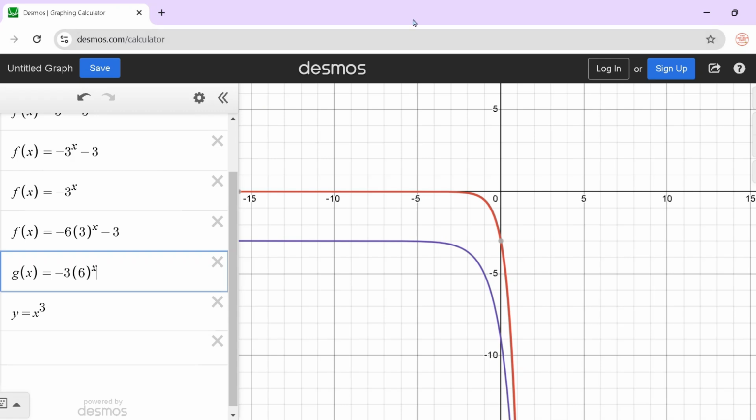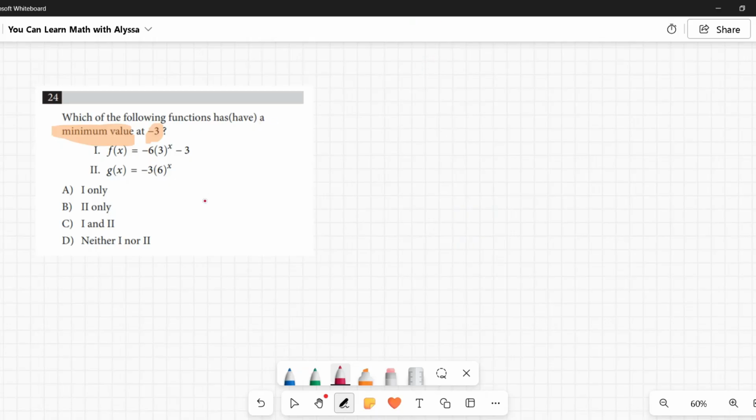So if we go back to our board, what is our answer going to be? Which of them has a minimum value at negative 3? Neither of them do. It is D. Neither 1 nor 2.